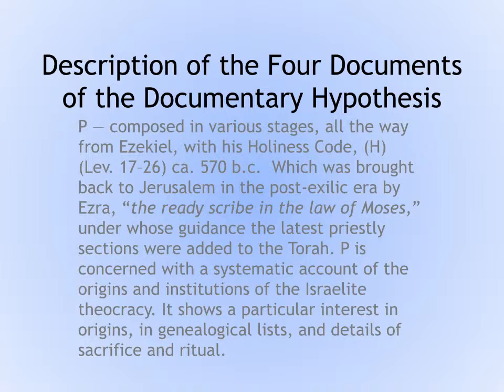P then is concerned with a systematic account of the origins and the institutions of the Israelite theocracy, and it shows particular interest in origins and genealogical lists. So all of those lists where you see the different fathers and their children listed, this is supposedly the time when all of that became of great importance to them, not that it was of great importance to the prior kings or to the prior rulers in Israel. And it also provides details of sacrifice and ritual.